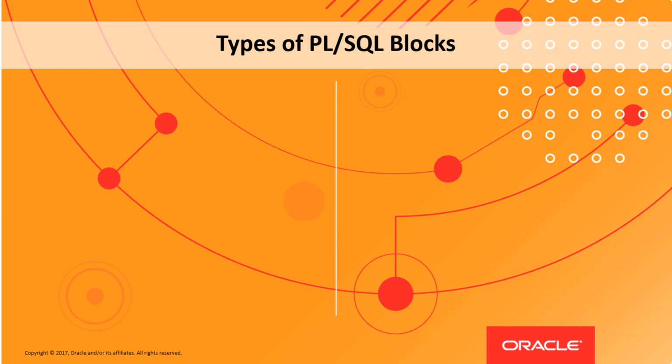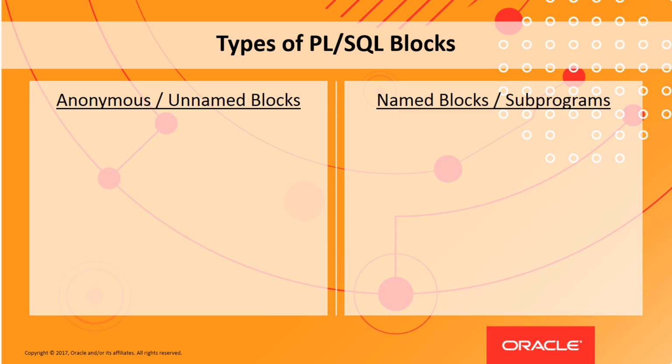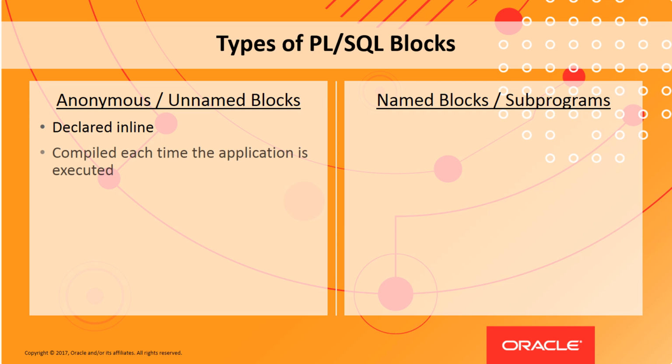There are two types of blocks that make up a PL/SQL program: anonymous blocks or unnamed blocks, and named blocks or subprograms. Anonymous blocks are declared inline at the point in an application where they are to be executed and are compiled each time the application is executed. These blocks are not stored in the database. They are passed to the PL/SQL engine for execution at runtime. Triggers in the Oracle Developer Components consist of such blocks.